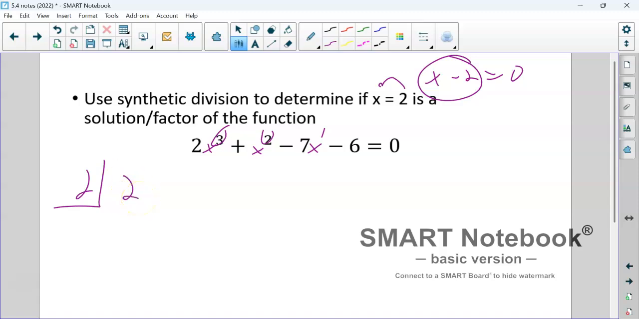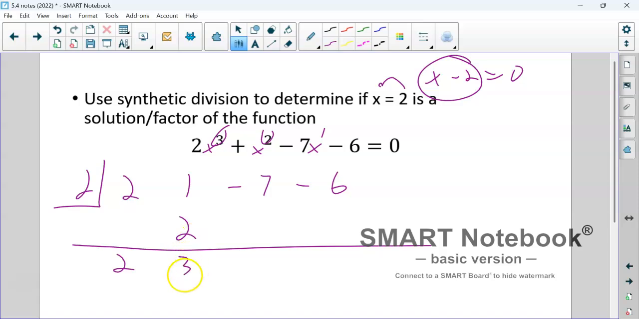There's my coefficient of the cubic. Here's my coefficient of the quadratic, my coefficient of my linear, and my constant. Drop it straight down, multiply by 2. Add straight down, multiply by 2. Add straight down, negative 1, multiply by 2, negative 8. That would tell me no.